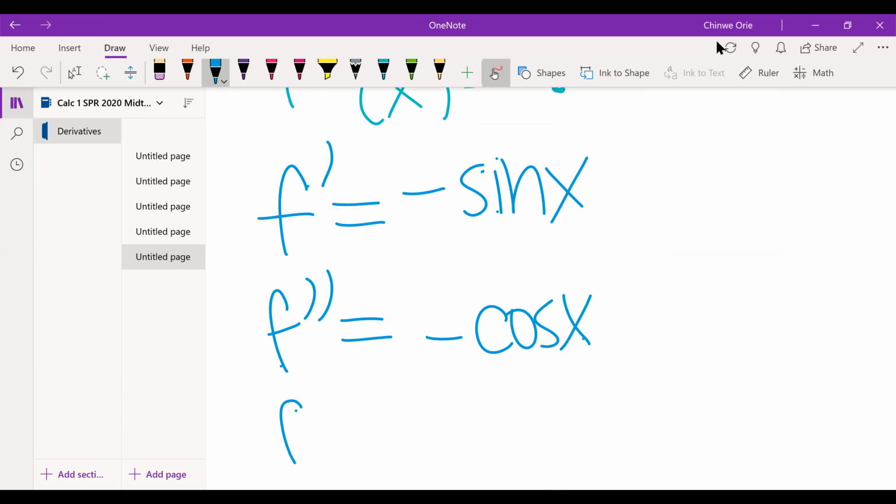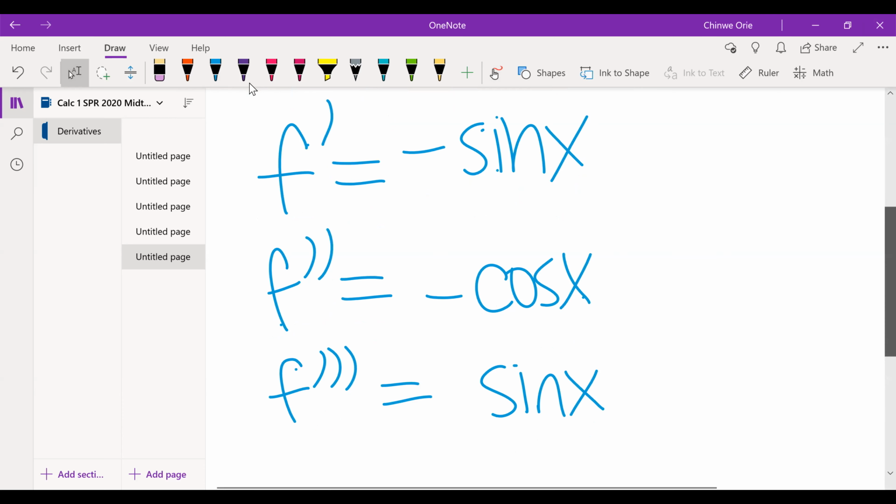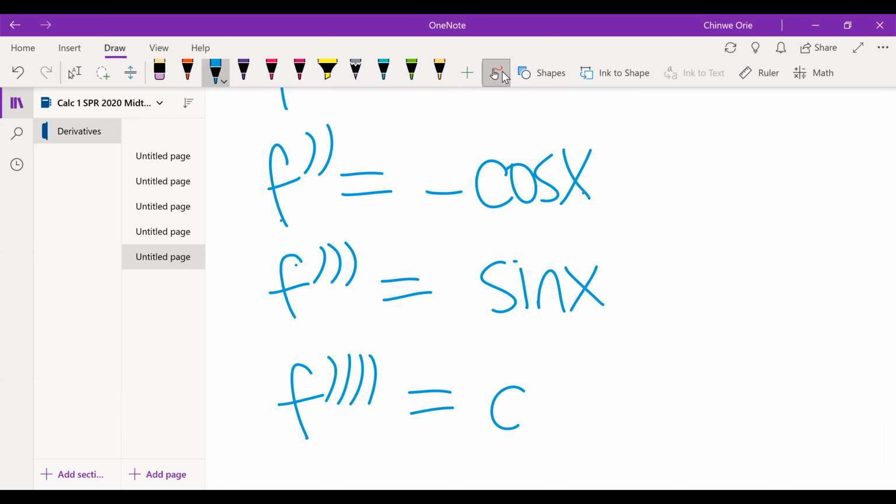What about the third derivative? Sine of x. Nice. So if this third derivative is sine of x, what is the fourth derivative going to be? Cosine of x. Okay. I think that's enough, because then we're just going to become redundant. But has anybody seen a pattern here?